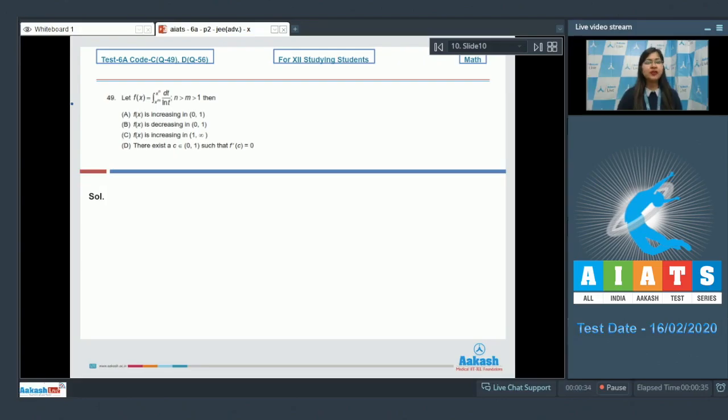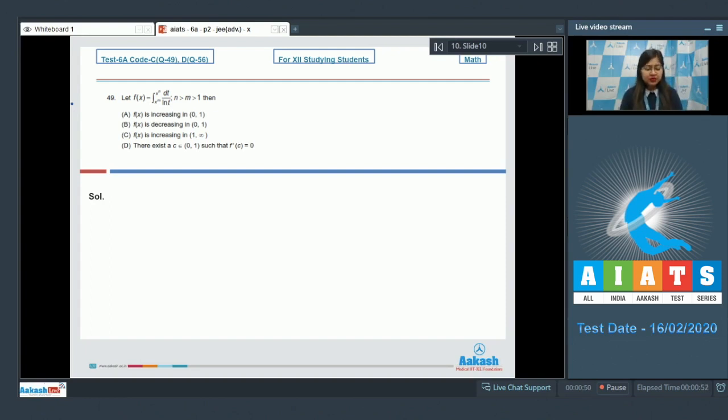Next is question number 49, that is one or more option correct type. So f(x) is given to us as the integral of dt upon ln t, from x raised to the power m up to x raised to the power n, where n is greater than m is greater than 1. So we have to answer the following options.